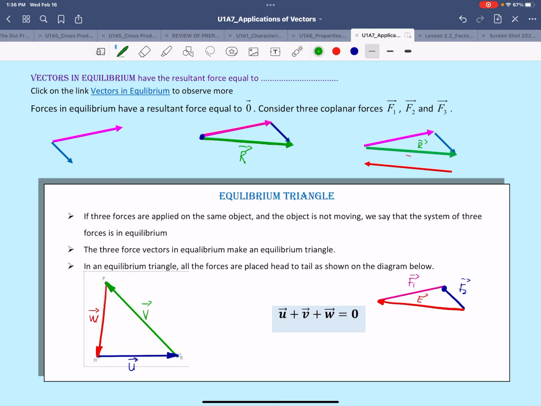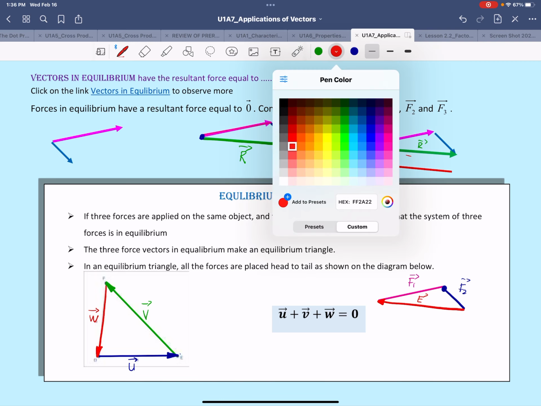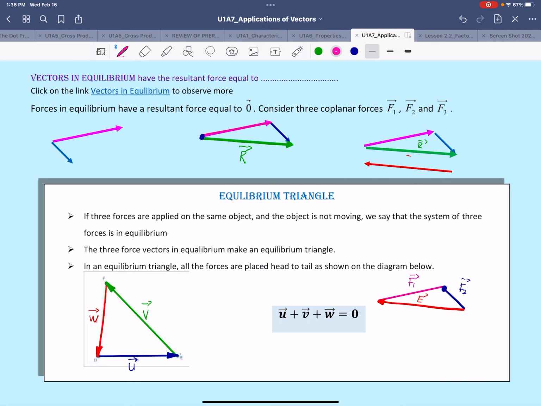Now, I want us to look at the way that the vectors are connected to each other. Remember that F1 is going this way, F2 is going this way, and F3 has the head pointing this way. As you can see, the three vectors are all connected to each other, head to tail. When we connect three vectors, in this case that represent forces, head to tail, we say that we have formed an equilibrium triangle.